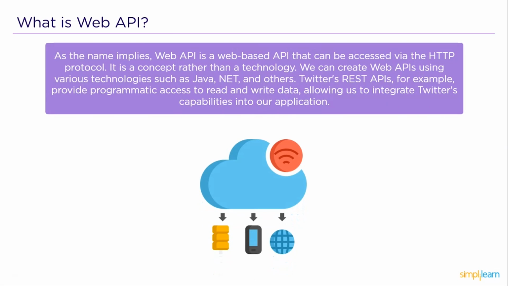As the name implies, Web API is a web-based API that can be accessed via the HTTP protocol. It is a concept rather than a technology. We can create Web APIs using various technologies such as Java, .NET, and others. For example, Twitter's REST API provides programmatic access to read and write data, allowing us to integrate Twitter's capabilities into our applications.